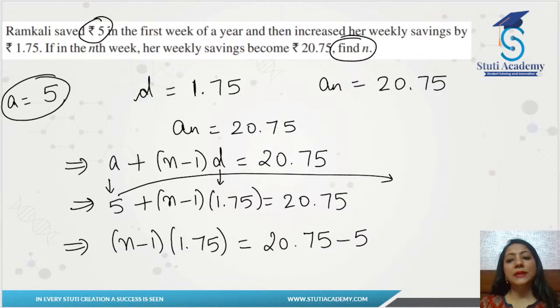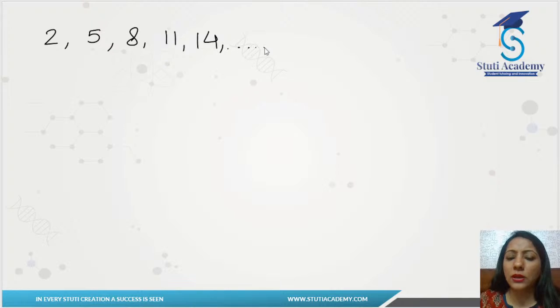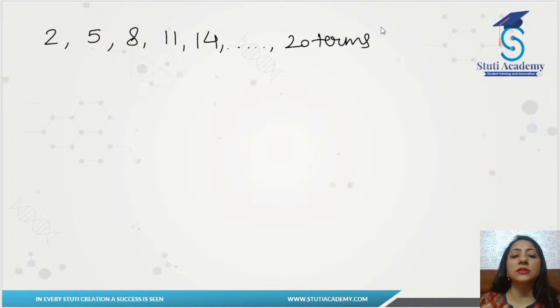Okay, so now we've completed the second exercise. We'll proceed to the third exercise. But before we do that, I'll introduce a new concept to you, sum of n terms of an AP. Now this means, for example, I'm just writing an AP here. I'm writing here 2, 5, 8, 11, 14 and so on. Let's say that I have here 20 terms in all in an AP. It's a finite AP having 20 terms.